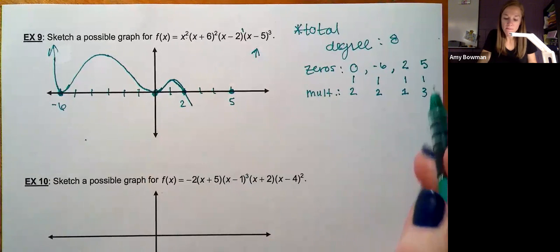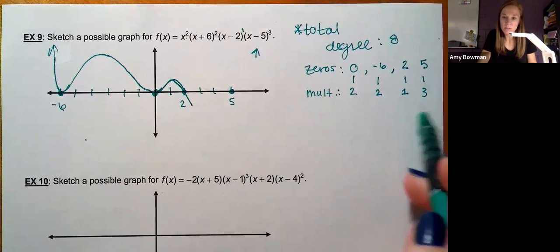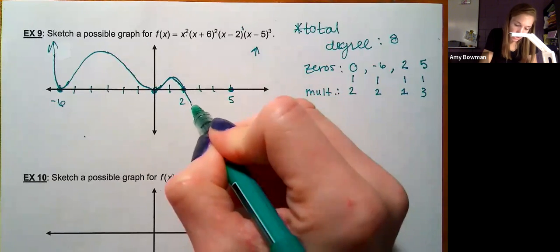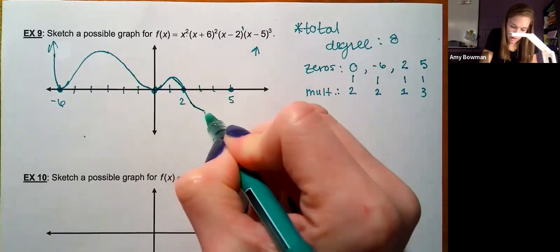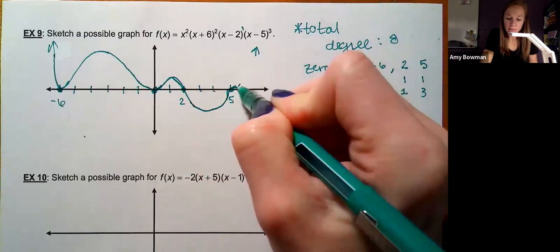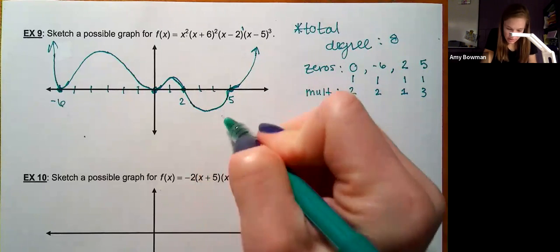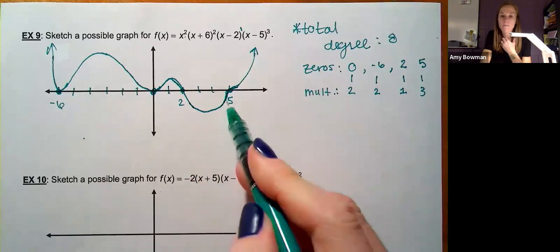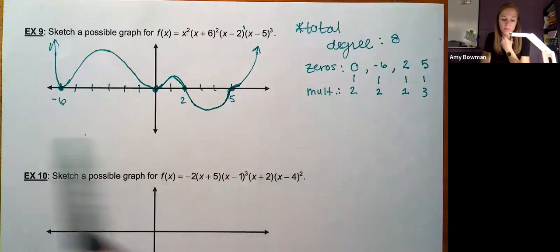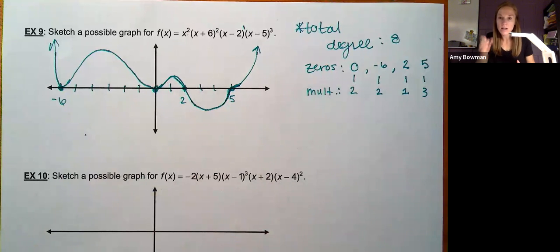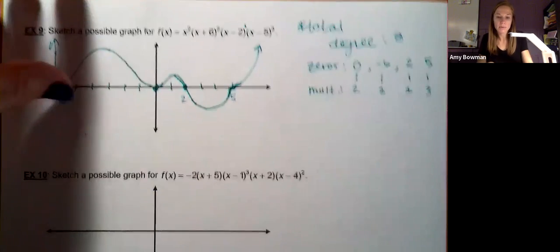And then my last 0 at 5 is multiplicity 3. So it's going to bend through it. So these are a little bit harder to graph. But you can see my attempt at making this bend through at 5. So all of your zeros, or the behavior at all of your zeros, should match the multiplicity. So what I want you guys to do now is pause and try number 10.